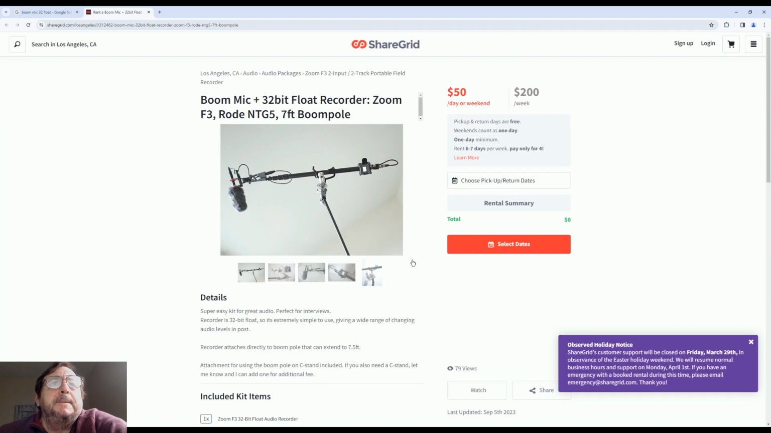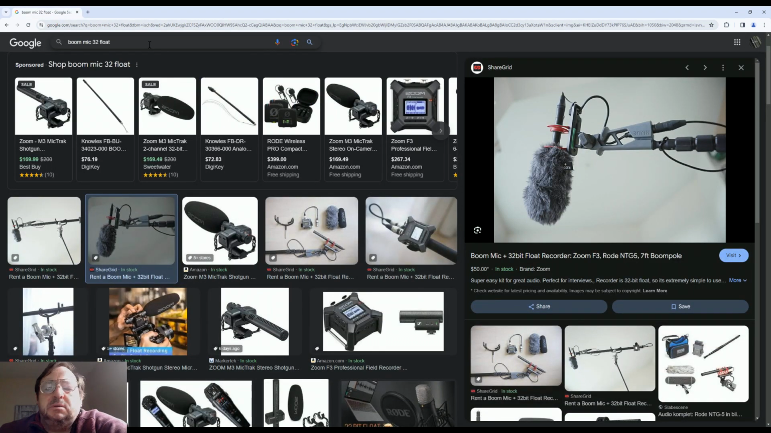So this would be boom mic plus recorder, Zoom F3, NTG5. So this one, NTG5, I think this is like a field mic. So it's basically kind of like that NT1, but this one is more like a field mic, shotgun.